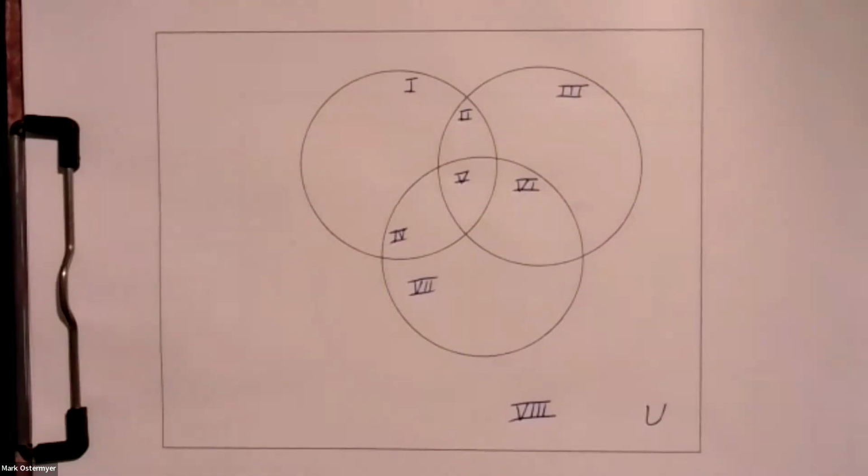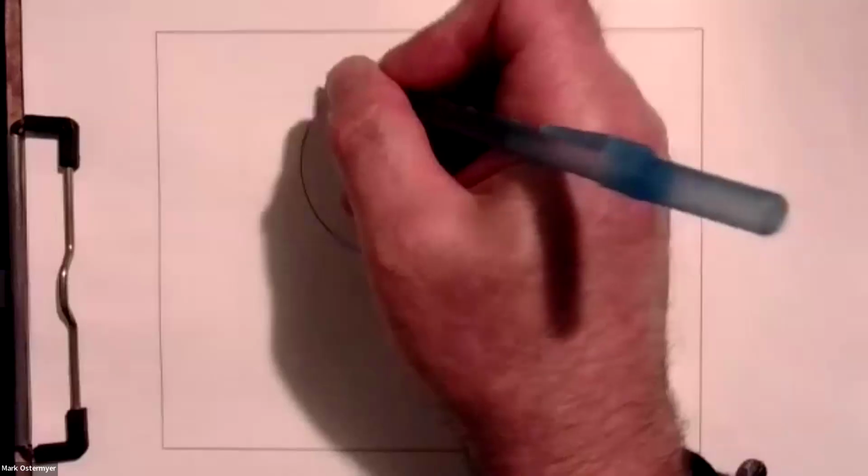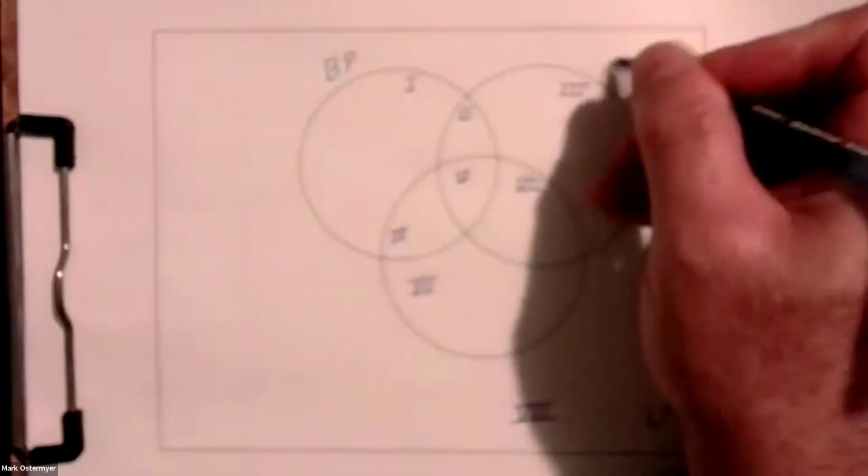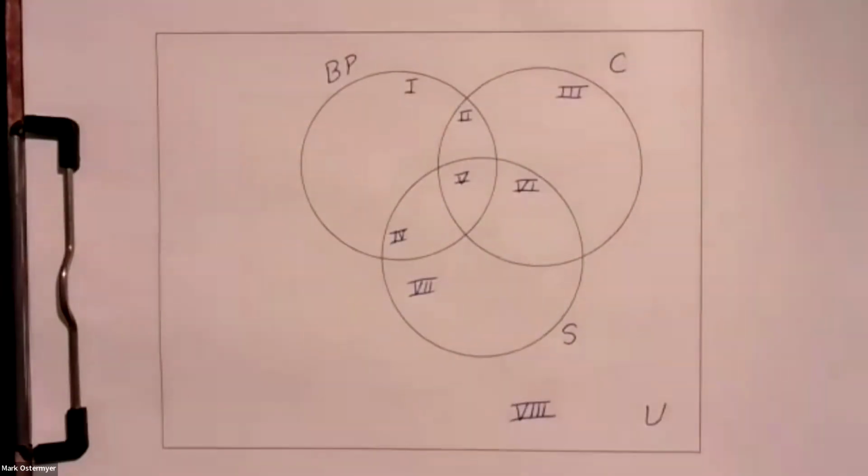And as far as the sets are concerned, the three factors that attribute most to heart attacks would be high blood pressure, high cholesterol, and smoking. Okay, I'm going to call this blood pressure, cholesterol, smoking. Okay, why don't we all label it this way so that we'll all be on the same page. So we'll all see the numbers in the appropriate regions.